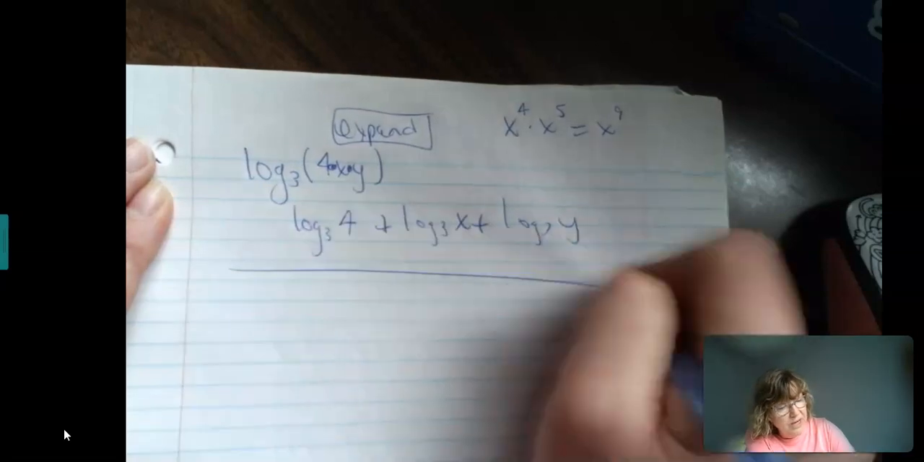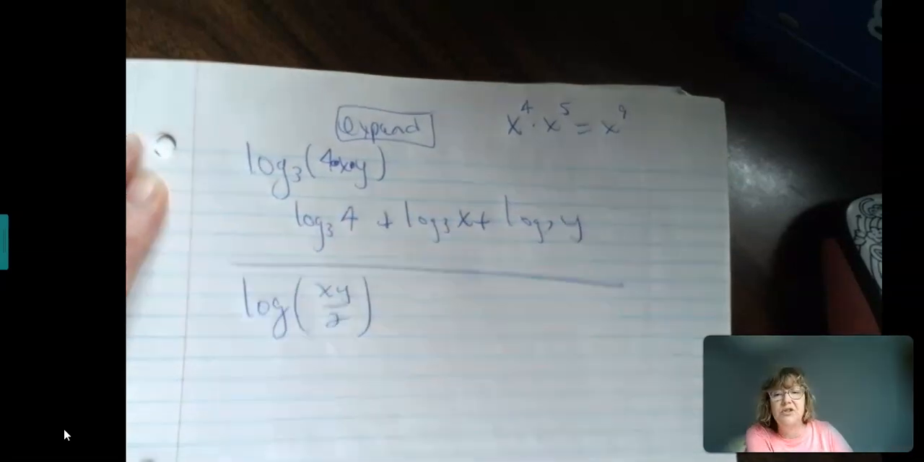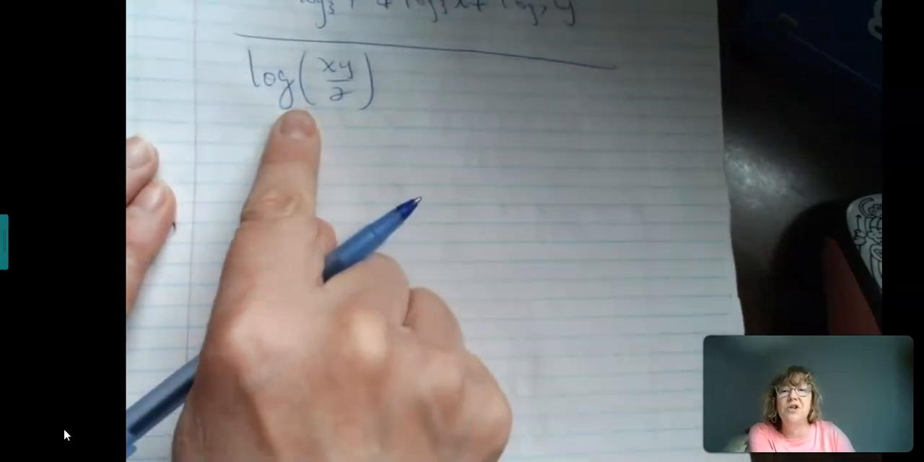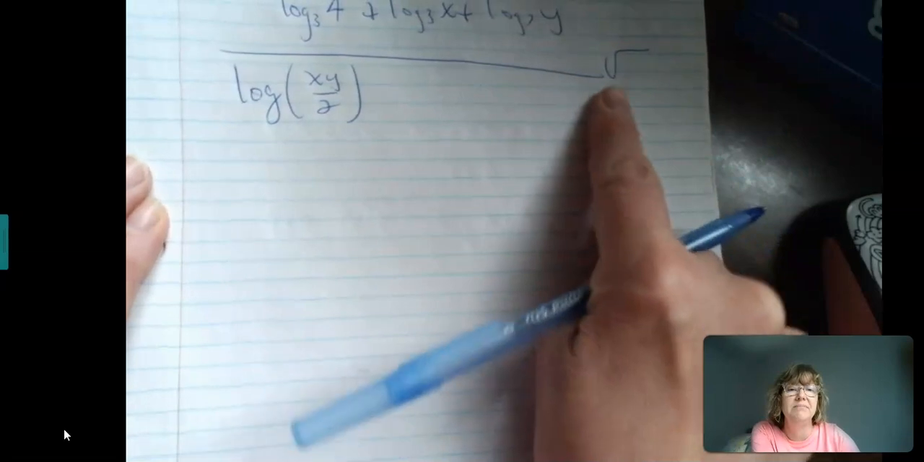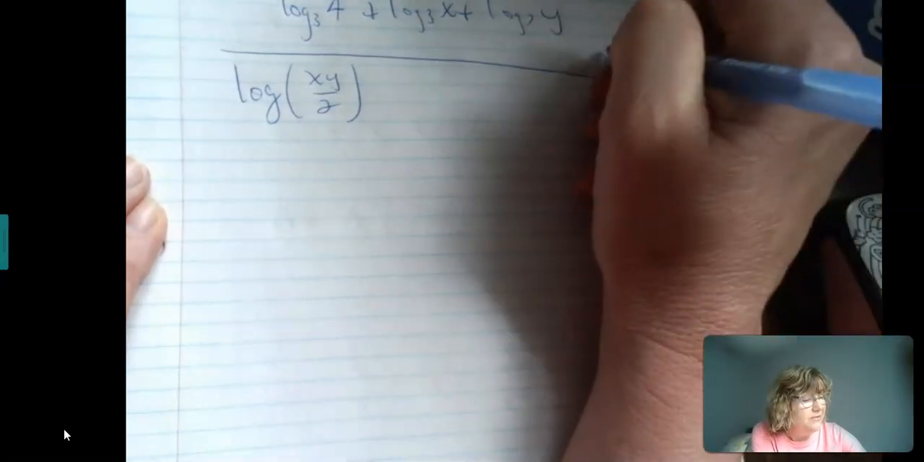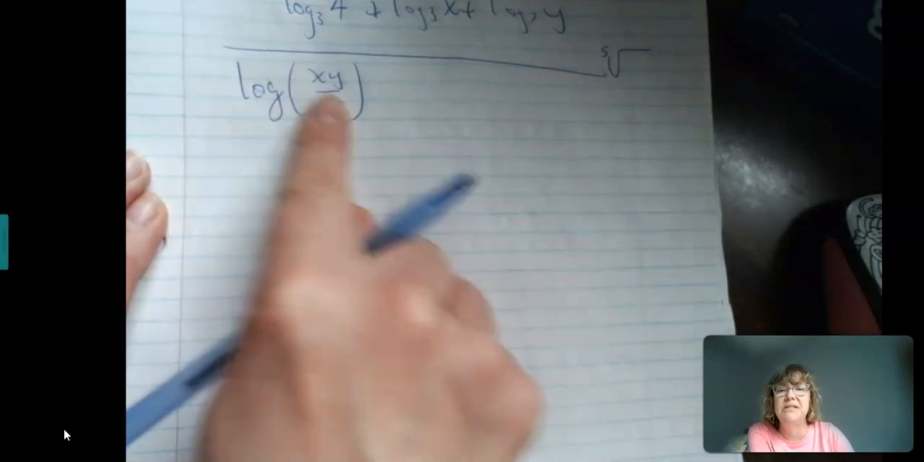What if I give you log of xy over 2 and I ask you to expand? Now if there's no base, this is base 10. Kind of like square root. If I don't write it, it's square root. If I want a different root, I would write a 5 to get a 5th root. So the default here is 10.